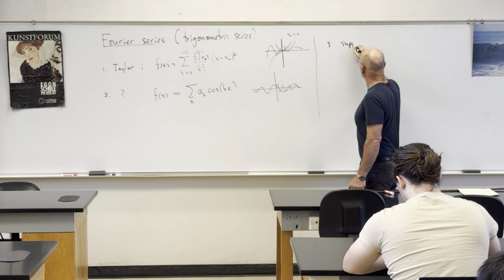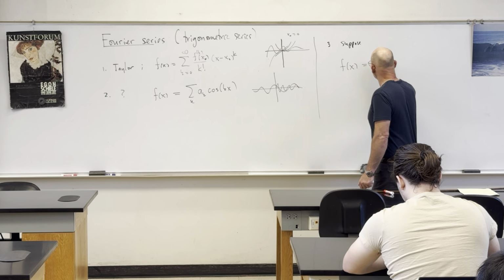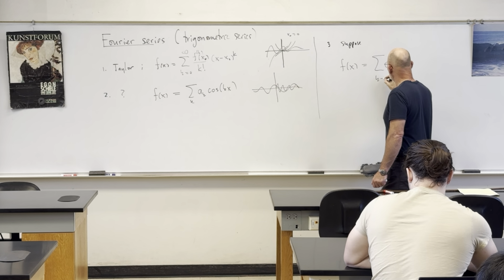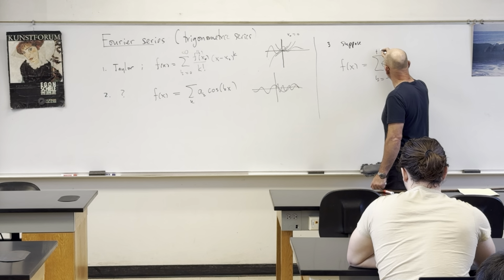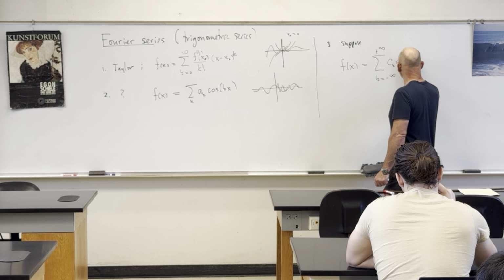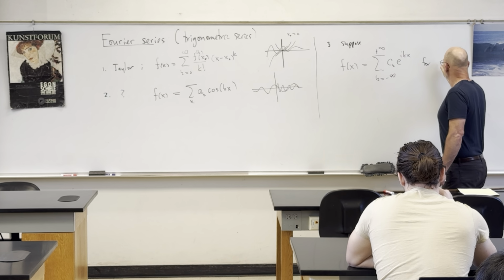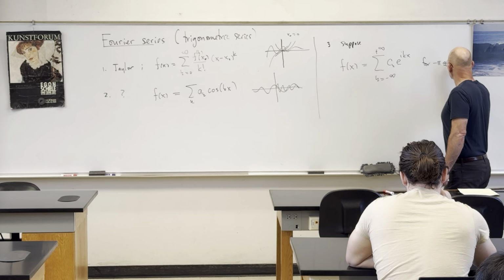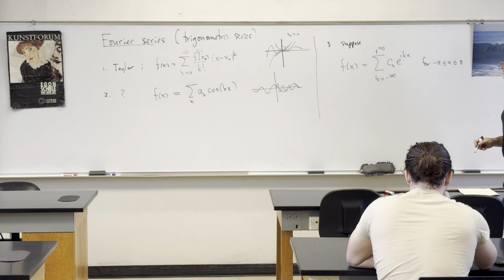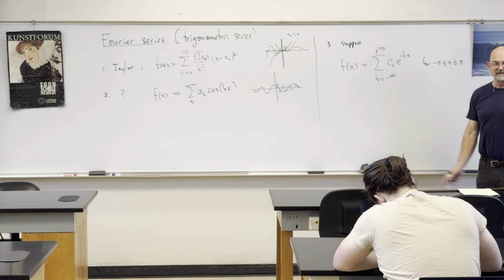Suppose f of x equals the sum k equals minus infinity to plus infinity of c sub k e to the i k x for minus pi less than or equal to x less than or equal to pi. Okay, that interval. Then what would be going on here?